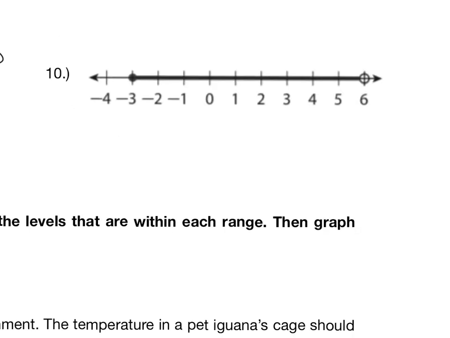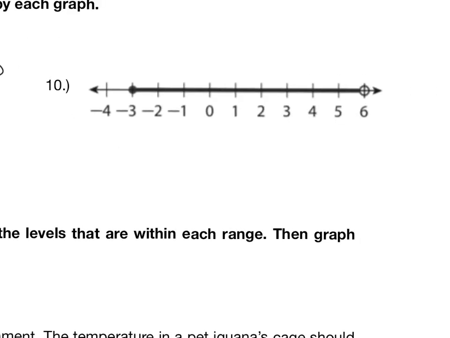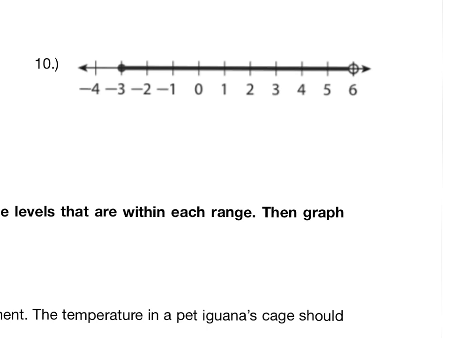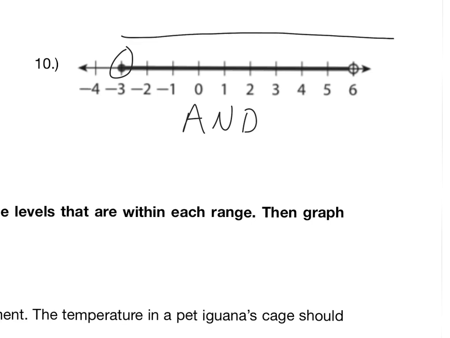This one they're graphing together, right? So whenever they're graphing together, we know that we normally have an "and" compound inequality, right? And if we look at this, starting from -3, what's going on? Are we going to the left or to the right? Well, we're going to the right. So our first inequality is going to be x is greater than or equal to -3. And the reason why it's greater than or equal to is because this is a closed circle.